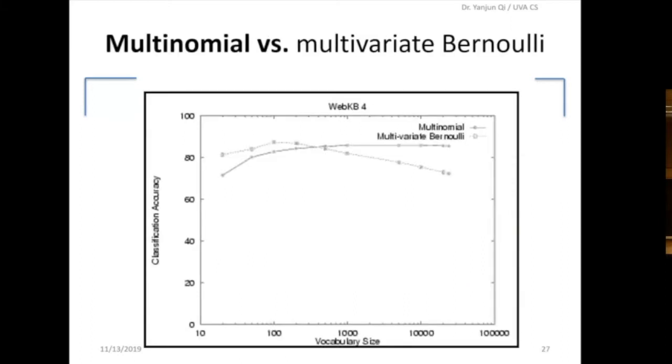So it actually depends on the vocabulary size. When your vocabulary size is pretty small, multivariate Bernoulli is better. When your vocabulary size gets larger and larger, in this case 100K, the multinomial is better. Even though we have only 5,000 training documents, the dictionary size here is huge, 100K.